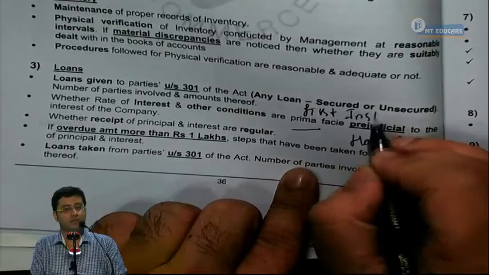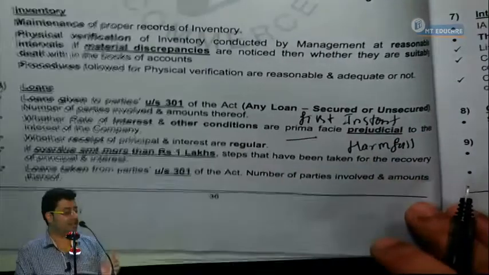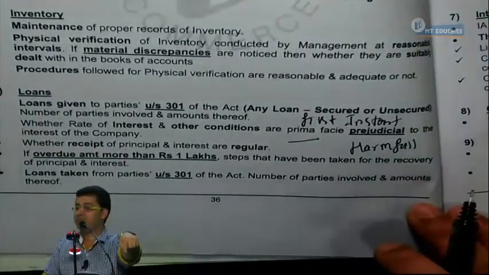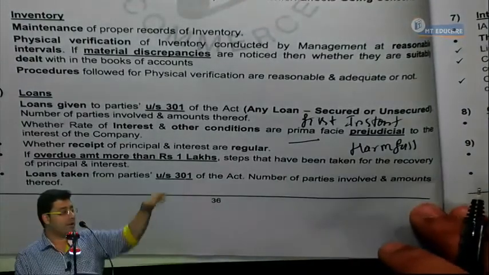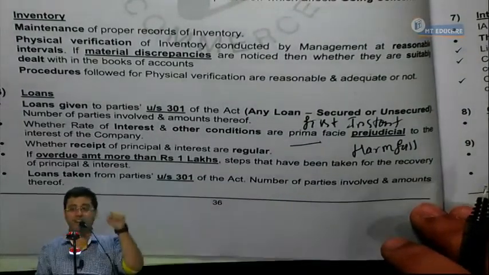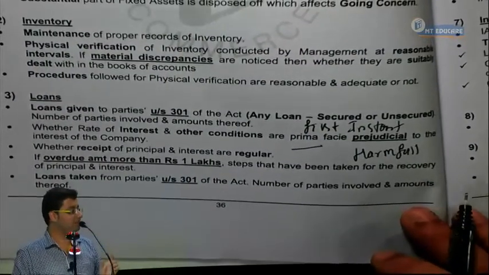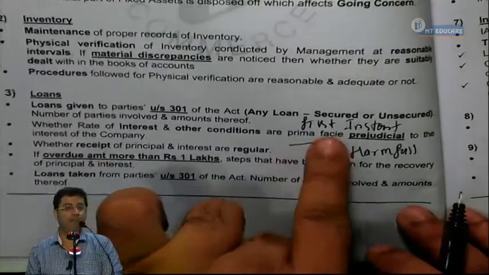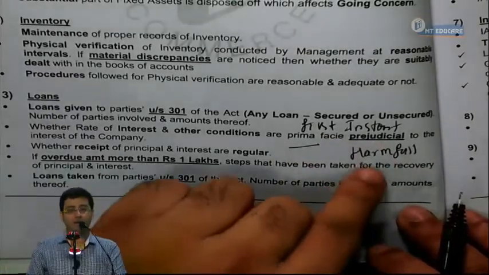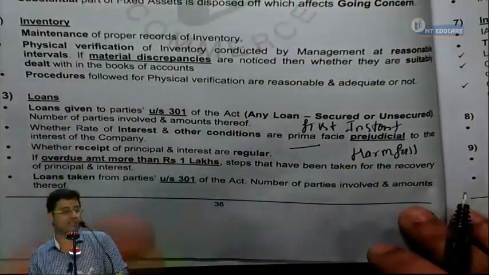When you see a road accident, it is prima facie evidence. You are the prima facie person. That means you can go and tell the police, sir, I saw a road accident. You can file an FIR against that accident. So it's prima facie evidence available with the police authorities. So what do you mean by prima facie? First instance. And prejudicial means it is something which is very harmful.